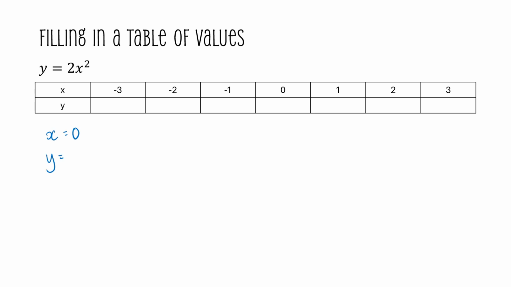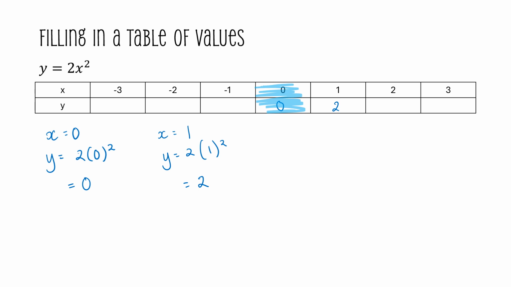If I do that, I'm going to sub in 0 into here. 0 squared is 0, and if I times that by 2, I'm going to get 0. So just like our linear graphs, we can see that we've got our y-intercept at x equals 0. Okay? If I now sub in, let's say, x equals 1, I'm going to have y equals 2 times 1 squared, which is 2, because 1 squared is 1. Multiplying that by 2 will give me 2.